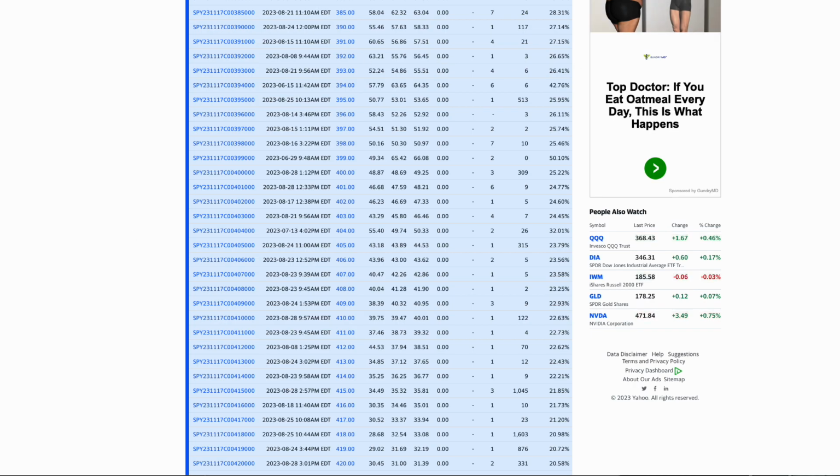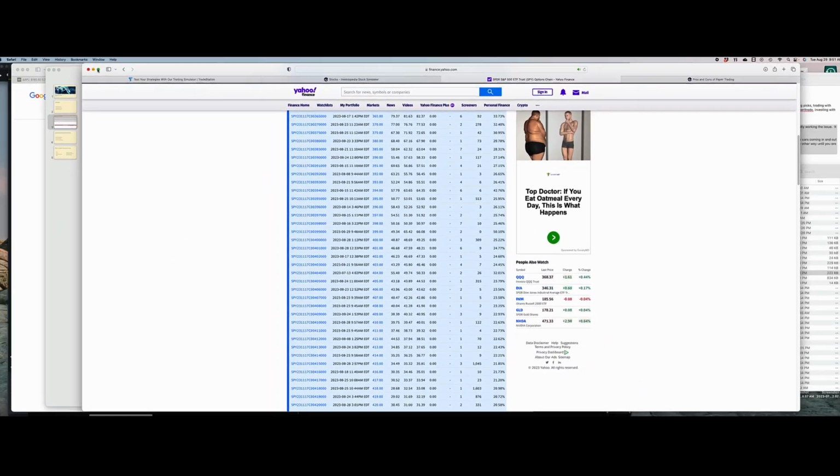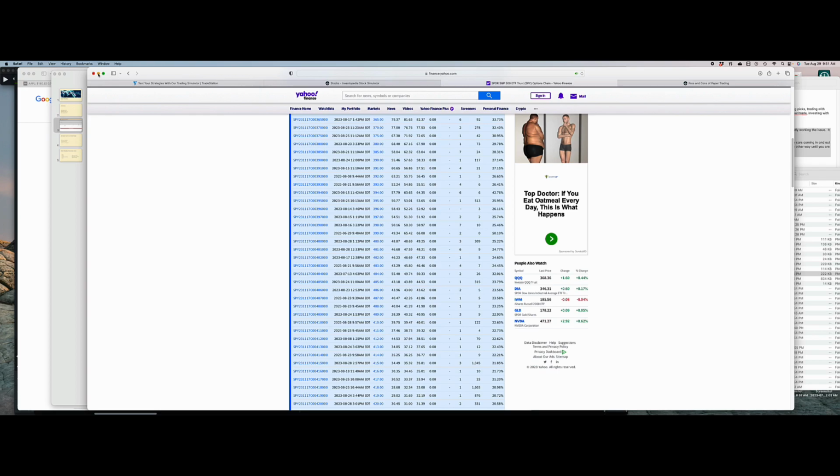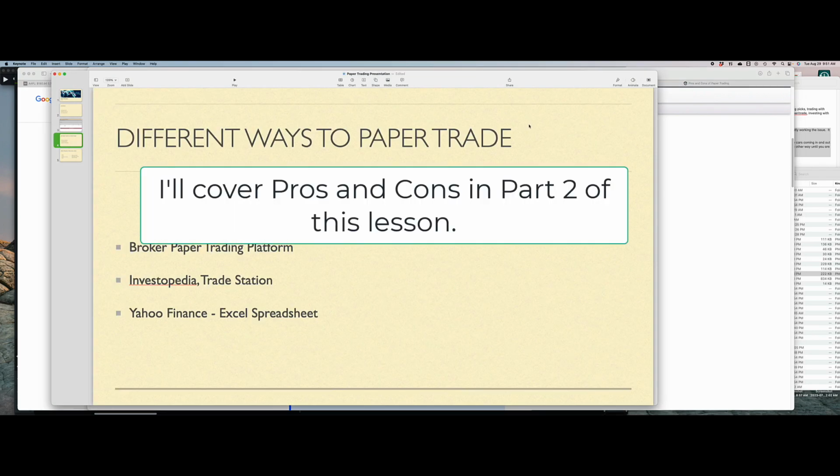So those are kind of the ways that you can paper trade. Those are the different ways you can do it. Let's cover some of the pros and cons now.